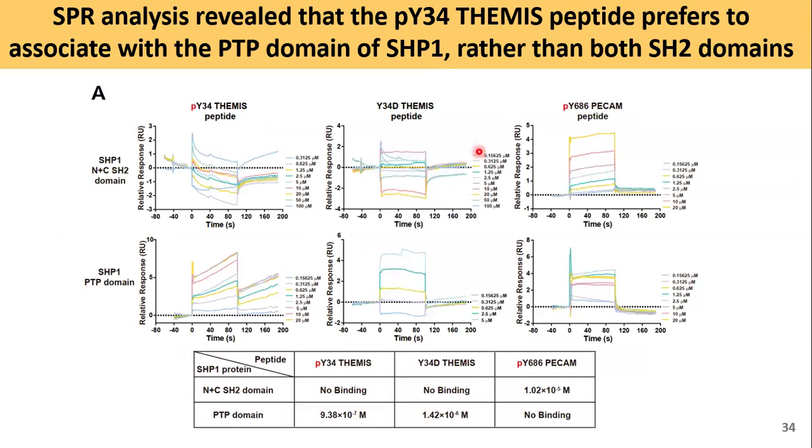We further did two more experiments to support this model. First is the SPR experiment. We measured the binding affinity between this peptide and both the SH2 domain as well as the PTP domain. We do find that the PY34 CMIS peptide as well as the Y34D CMIS peptide show more significant binding affinity with the PTP domain rather than the SH2 domains. We used the SH2 domain binder, the PY6A6 PECAM peptide, as our negative control.